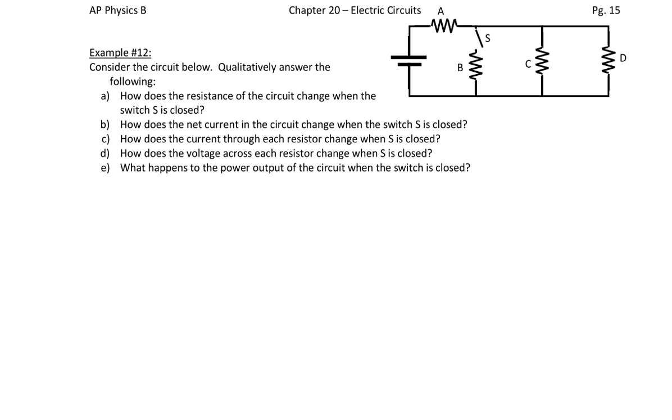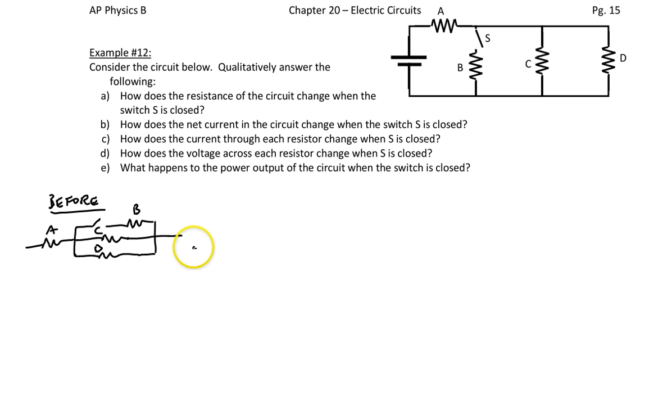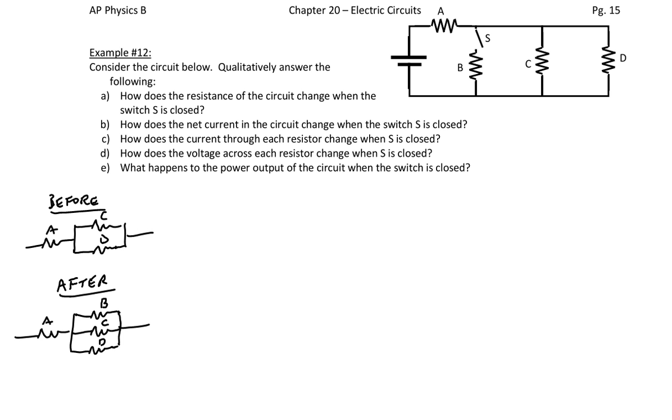My first step is probably to redraw this circuit out all horizontally, a before picture and then an afterward picture. So there's the before picture, but the switch is open. So really there's not going to be any current flowing through B, and so this isn't really part of the circuit. So you really have two resistors in parallel and that combination in series with the resistor A. And then when you close the switch, you now have three resistors in parallel when you only had two before.